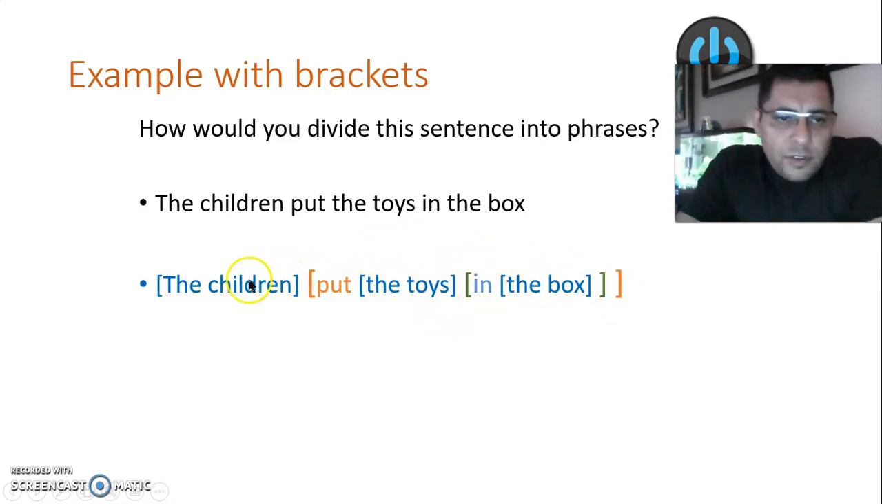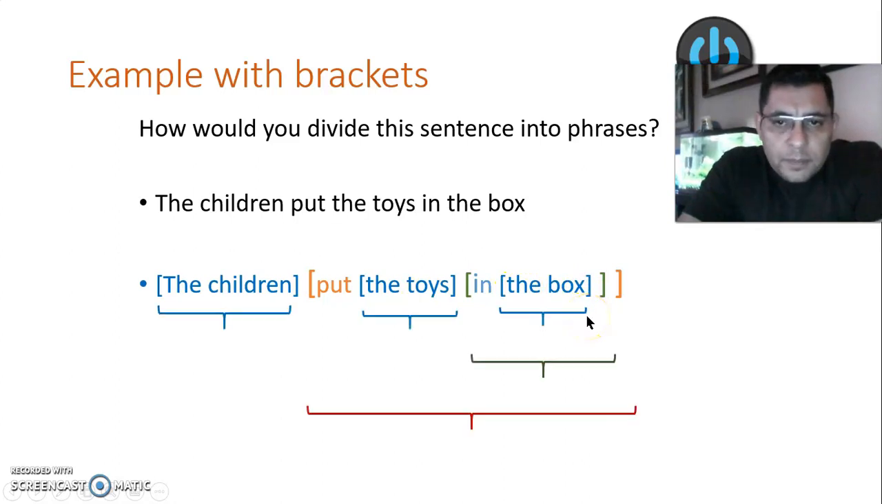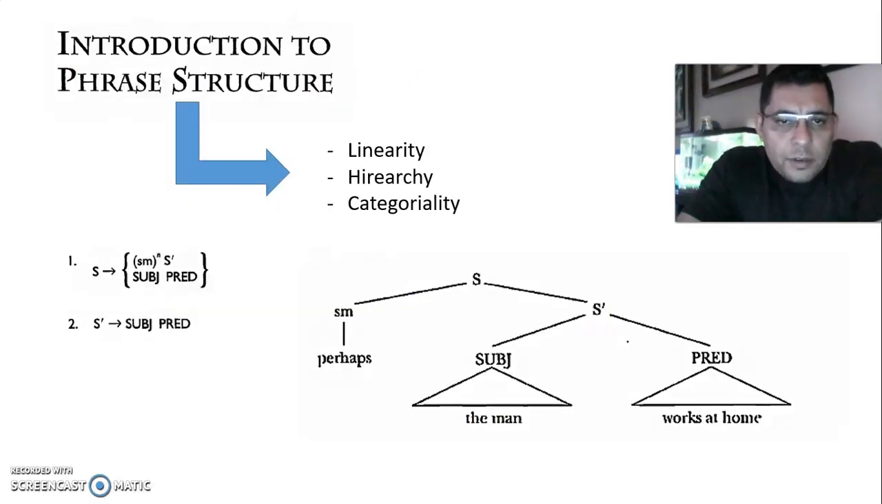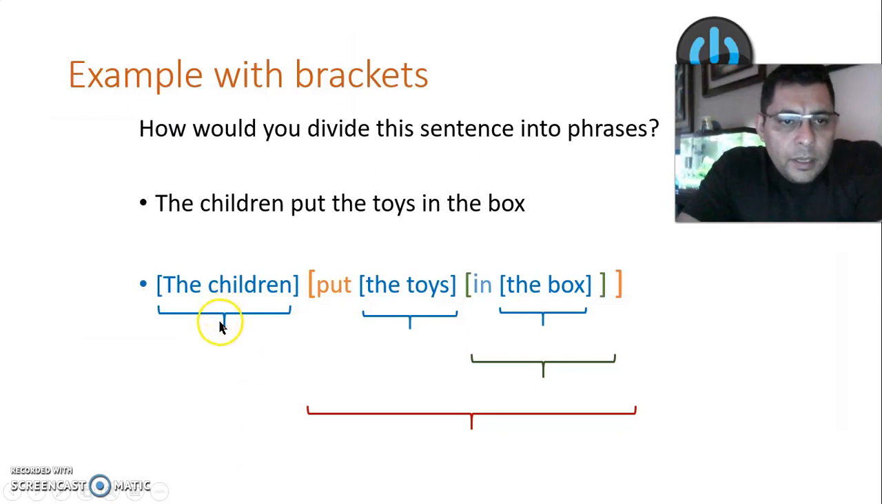So let's identify. The child is the noun phrase. Put the toys is a verb phrase. In the box is a prepositional phrase. So what do we have here? Here we have the child, the toys, and the box is noun phrase. And then this one is a prepositional phrase. This one is a verb phrase.